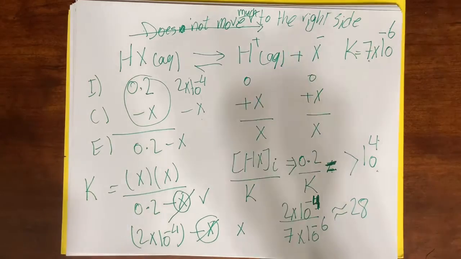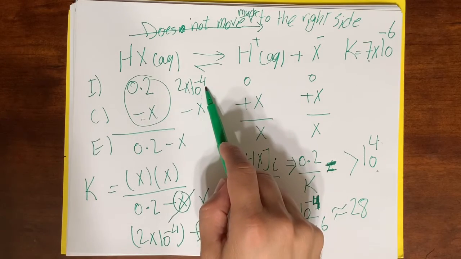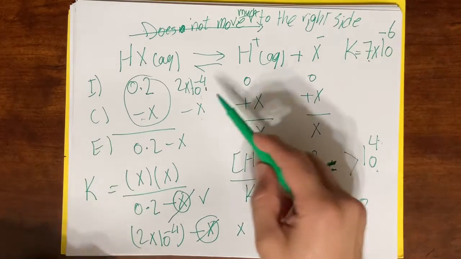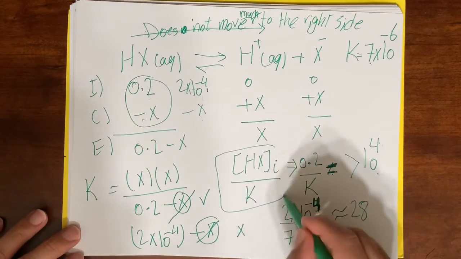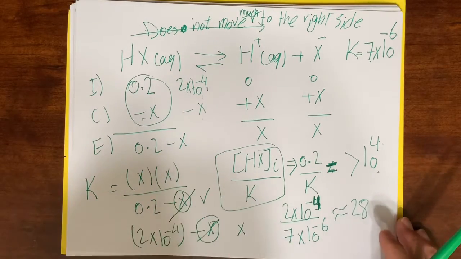So you see, if the initial concentration is a big number, you can ignore x versus this. If the initial concentration is a small number, any tiny thing you lose from it is still significant, so you have to go through a quadratic equation. Keep this in your mind: compare initial concentration versus K, and if it's 10,000 or higher, you're safe to go with the assumption.